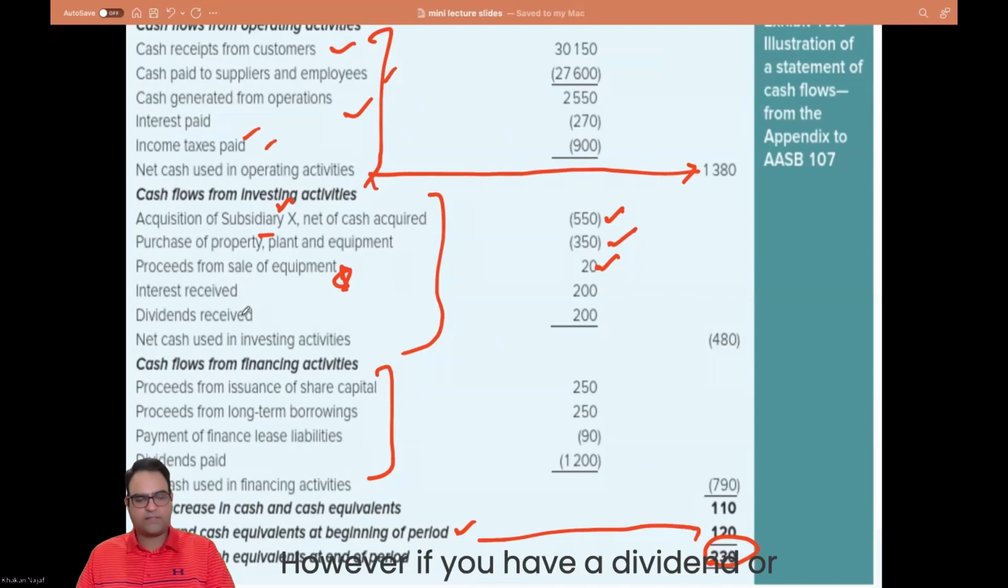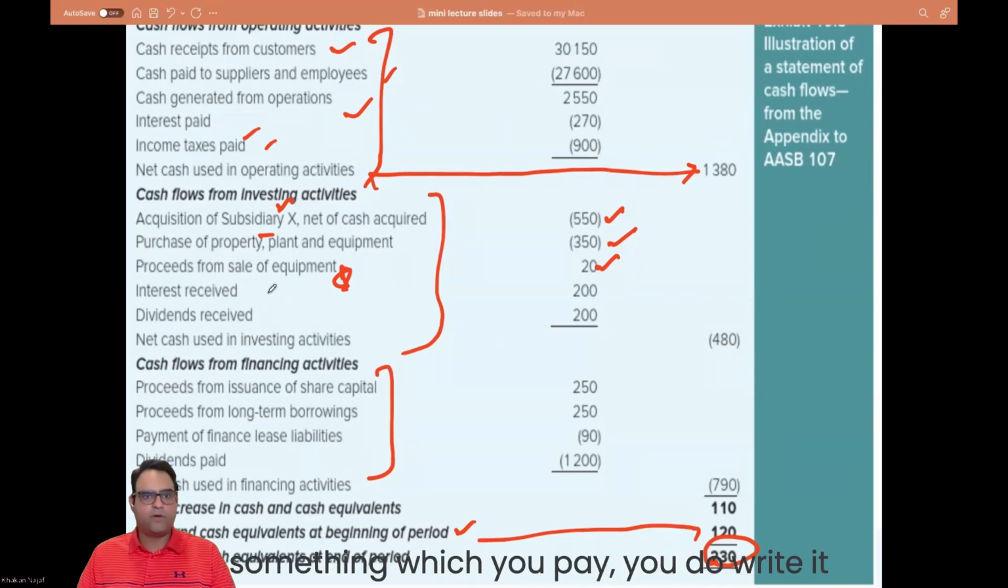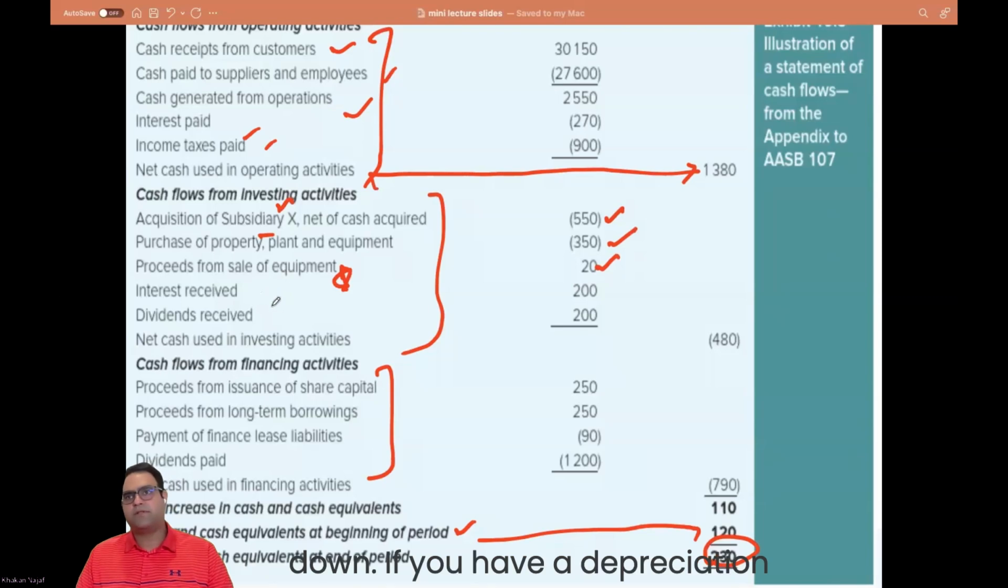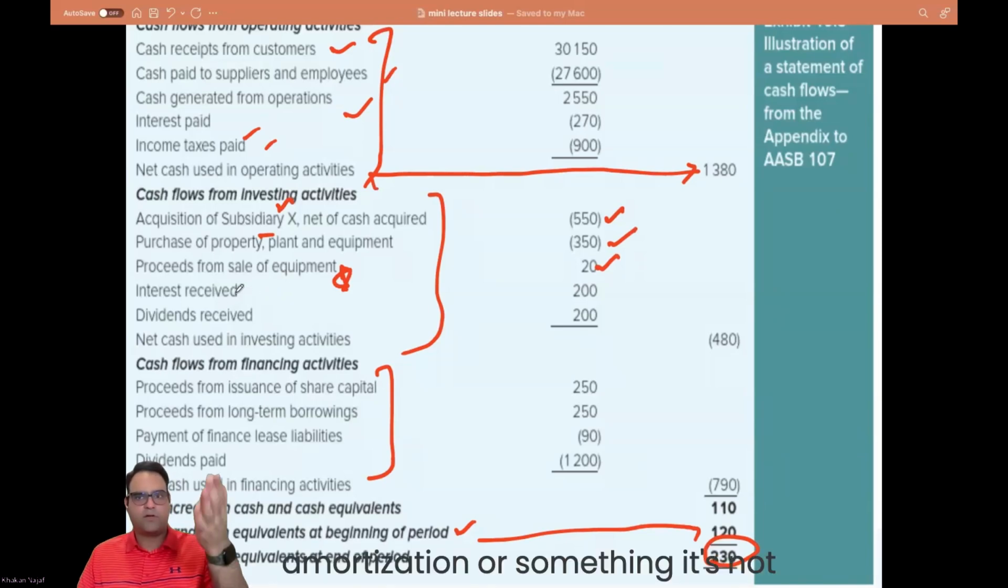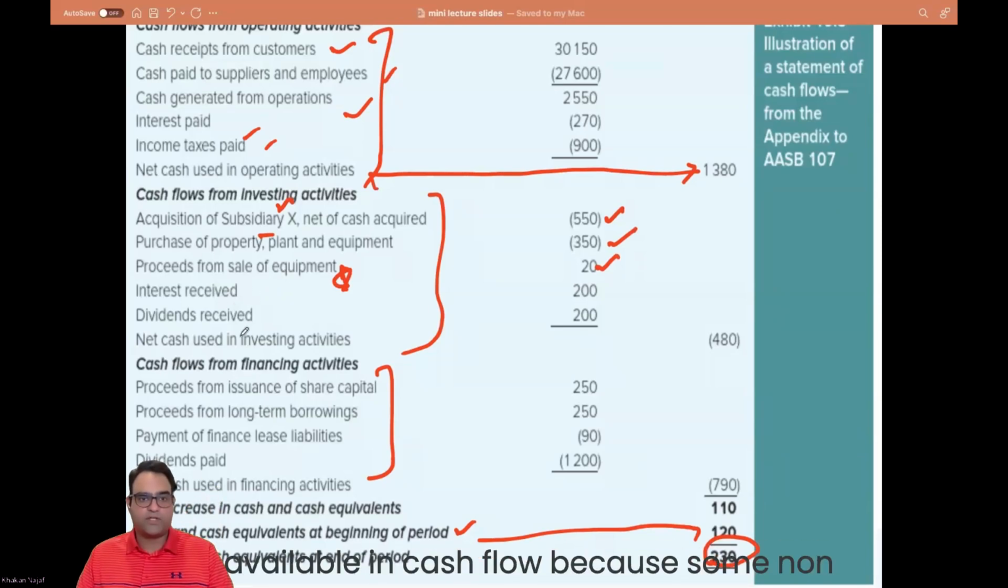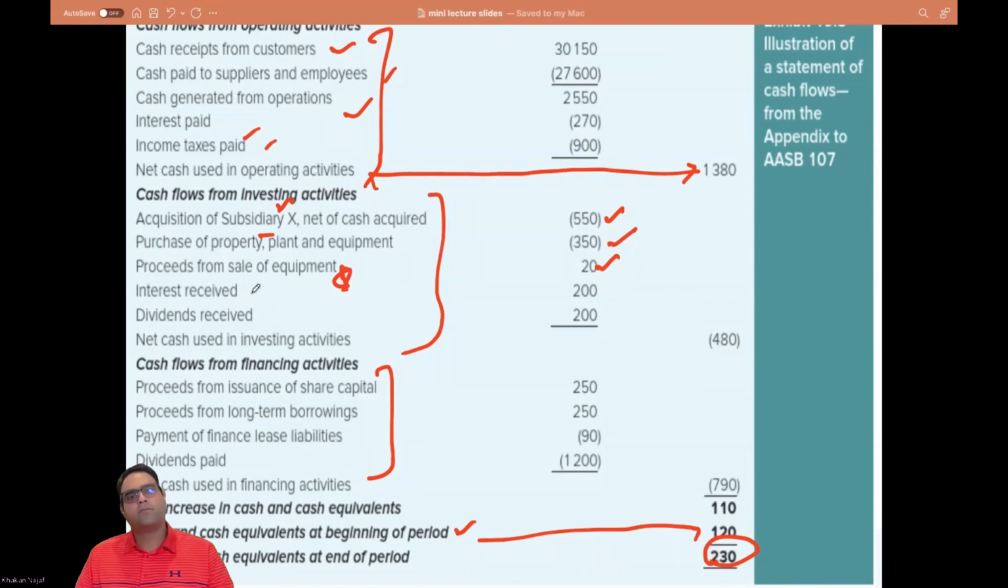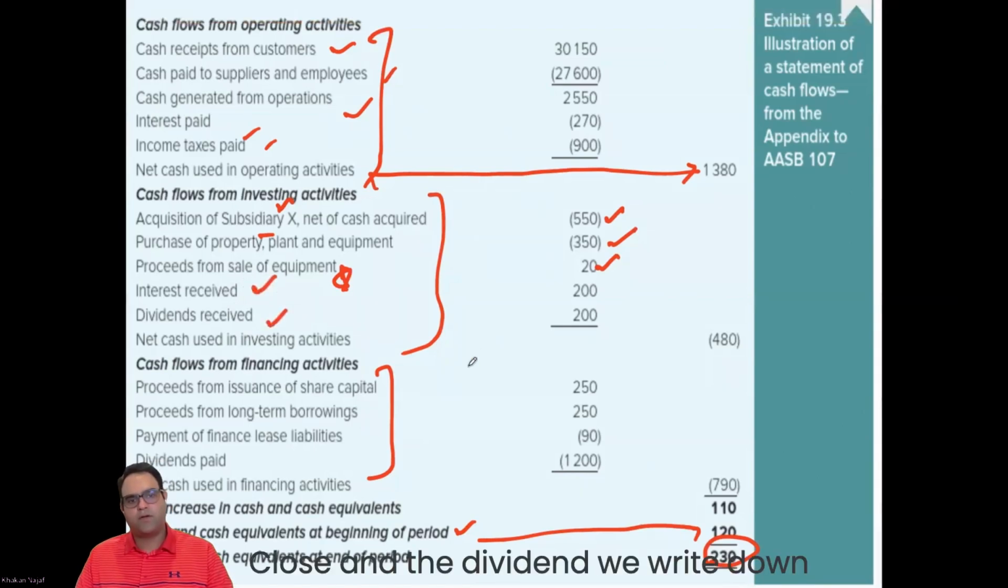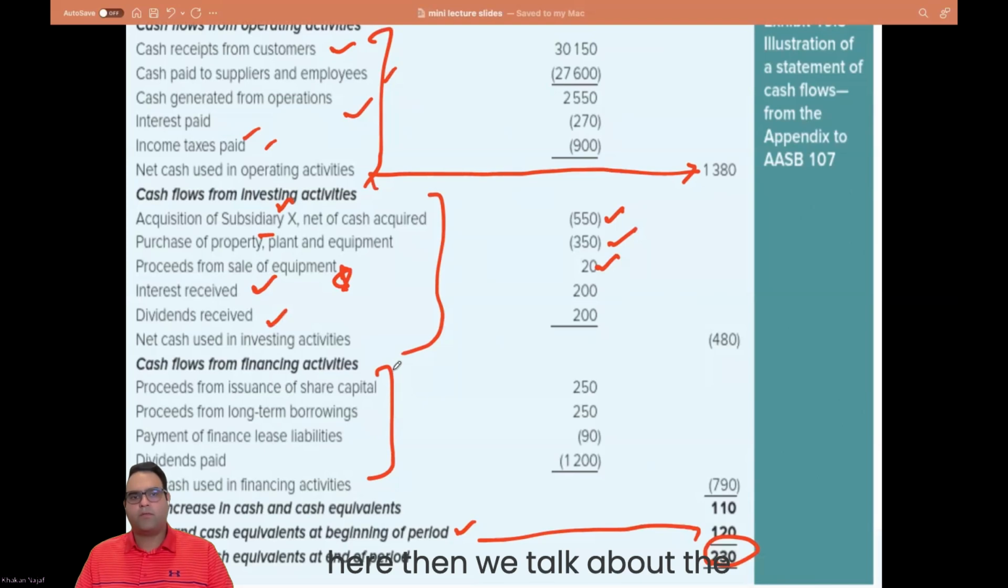However, if you have a dividend or something which you pay, you will write it down. If you have depreciation, amortization or something, it's not available in the cash flow because it's a non-cash item. So some of the interest and the dividend we write down here. Then we talk about the financing activities.